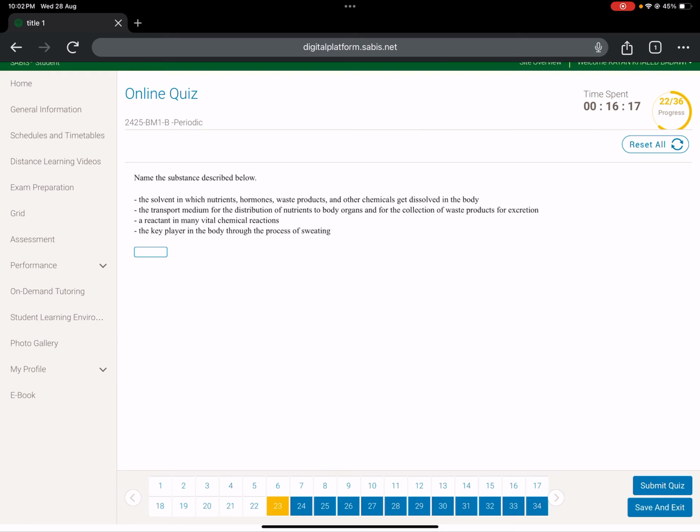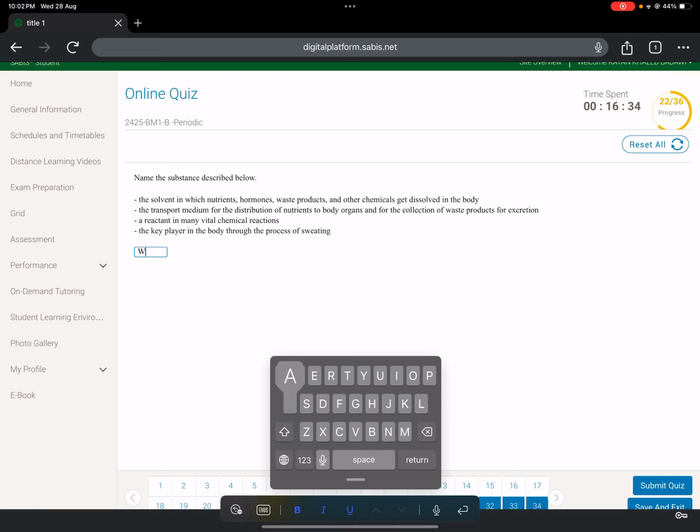Okay, this is very simple. They're asking us to name the substance. It is a solvent in which nutrients, hormones, waste products, and other chemicals get dissolved. It's a transport medium. It is a reactant in many vital chemical reactions. And the key player in the body through the process of sweating, of course, is going to be water.